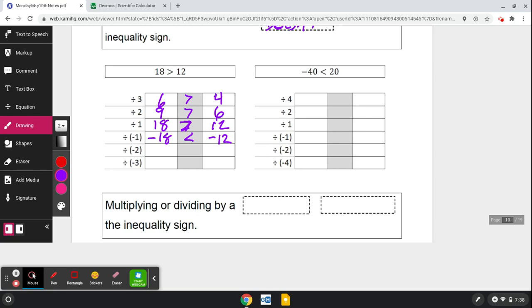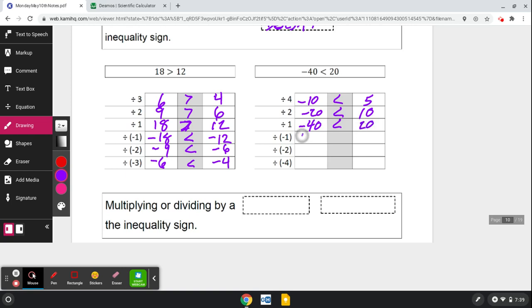If I divide by negative 2, I get negative 9 and negative 6. That becomes less than. And then if I divide by negative 3, I get negative 6 is less than negative 4. All right, what about over here? If we divide by 4, I get negative 10 is less than 5. Negative 20 and positive 10. Well, that's a less than. And then this means it's the same.